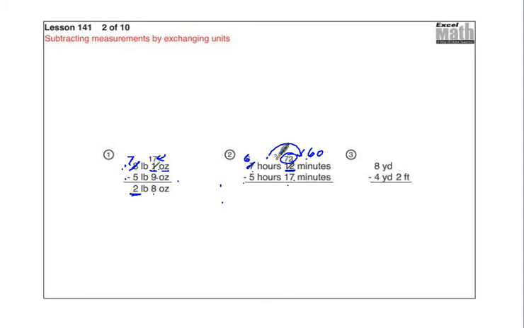Now we can do our subtraction. 72 take away 17. Be careful, it's not 2 minus 7 is 5. We have to regroup here again and make this 6 and make that 12. 12 minus 7 is 5. 6 minus 1 is 5. So we have 55 minutes. Go ahead and fill that in. And 6 minus 5 is 1. So we have 1 hour and 55 minutes for our answer.